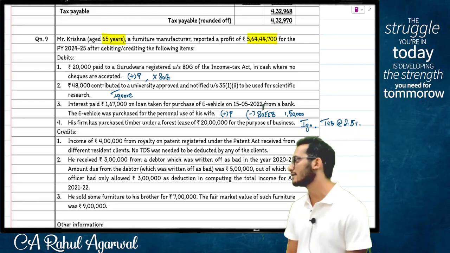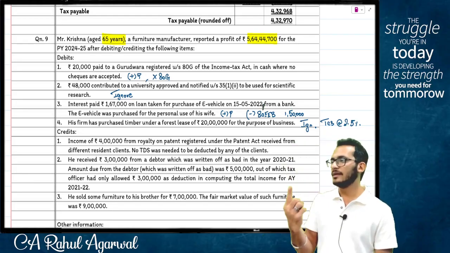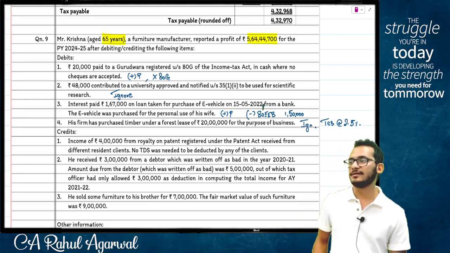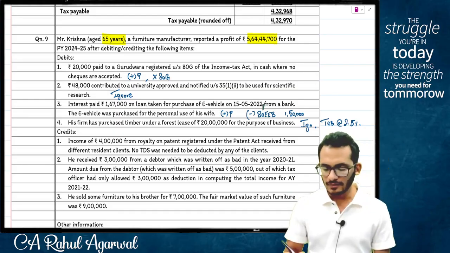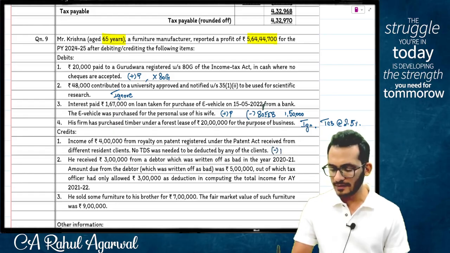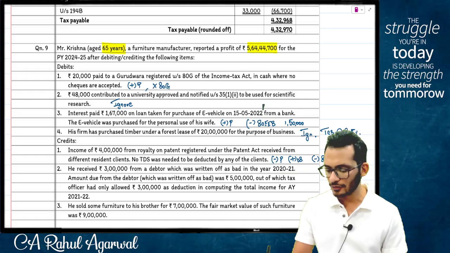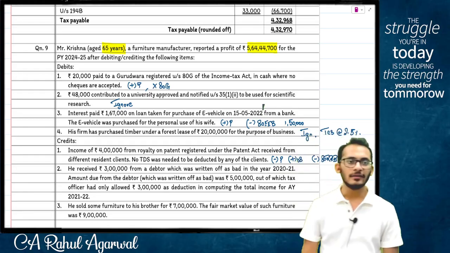People, royalty has two types: one is books, one is inventions. Books is 80QQB, inventions is 80RRB. This is 80RRB. First remove it from PGBP, take it to IFOS, come to 80RRB for a deduction of 3 lakhs. You have a maximum deduction only of 3 lakhs in that.